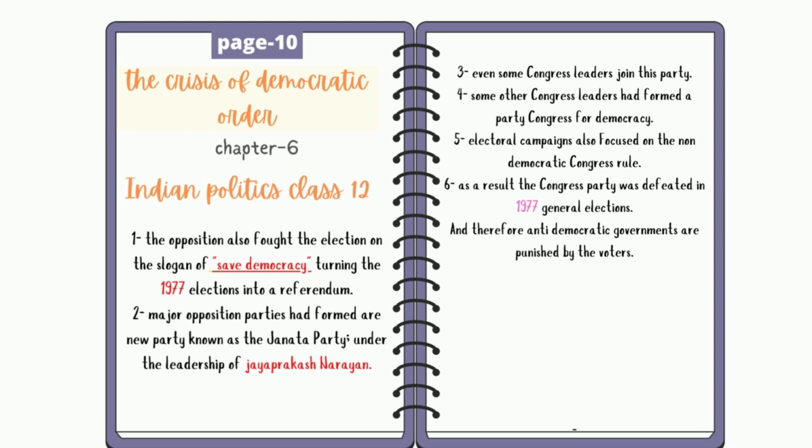Major opposition parties had formed a new party known as Janata Party under the leadership of Jayaprakash Narayan. Even some Congress leaders joined this party. Fourth, some other Congress leaders had formed a party, Congress for Democracy. Electoral campaigns also focused on non-democratic Congress rule. As a result, the Congress party was defeated in the 1977 general election, and therefore anti-democratic governments are punished by the voters. So basically, we have justified this statement.